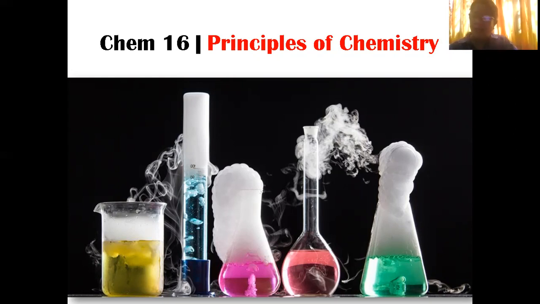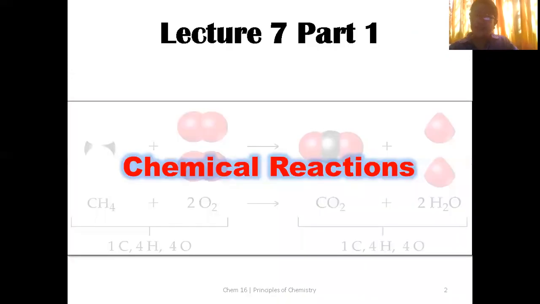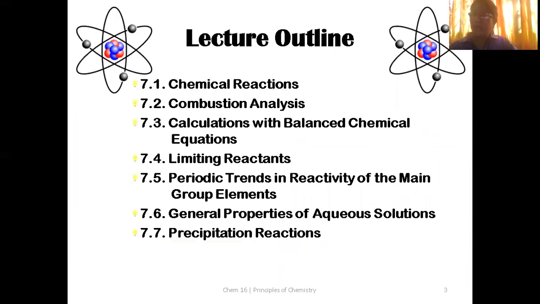As a start, let us have the lecture outline. Of course, we are going to discuss what a chemical reaction is. A chemical reaction is processed when there is a reactant and it forms into a product. Here we will look into the five types of chemical reaction, and we will also calculate the balanced chemical equation.